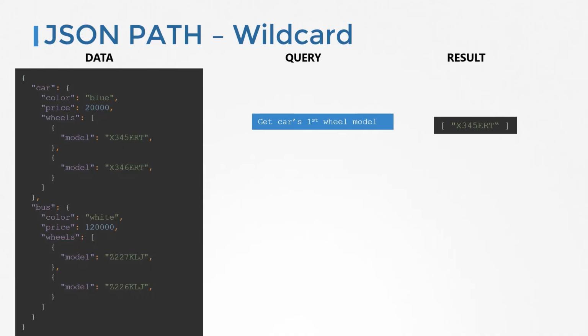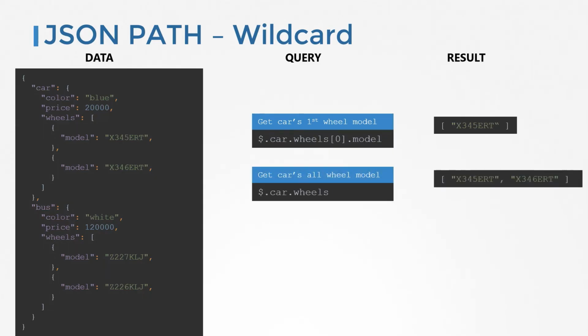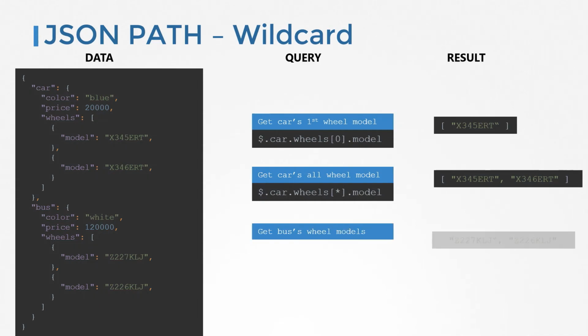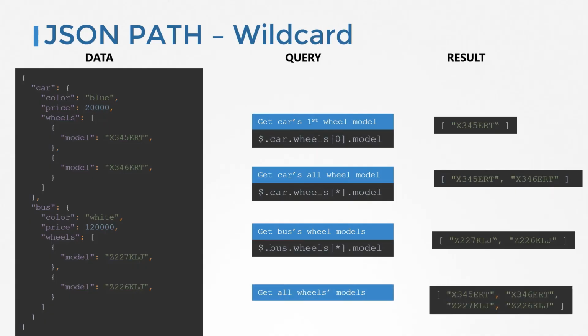To get the model of the first wheel of the car, we say $.car.wheels[0].model. To get the model of all the wheels of the car, we say $.car.wheels[*].model. We replace the wheels position in the array with the star to mean all items in the list. Similarly, to get the model of all wheels of the bus, we say $.bus.wheels[*].model. To get the model of all the wheels in both car and bus, we replace the car and bus with a star to mean any.